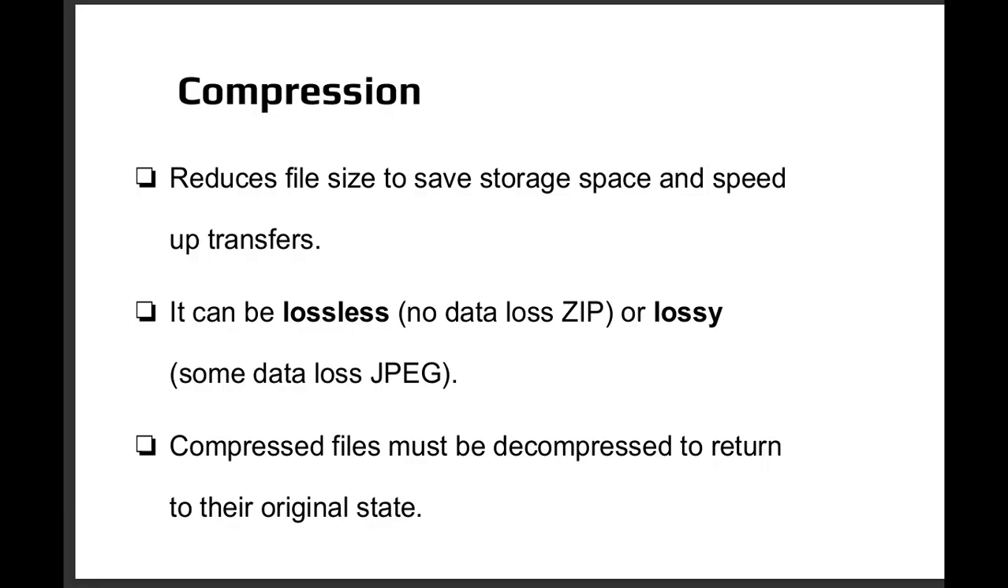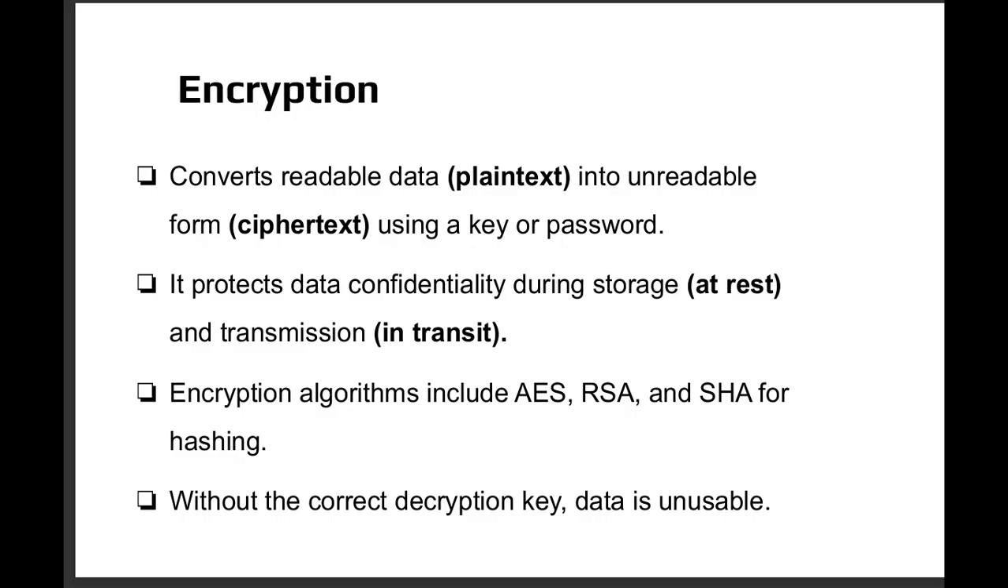A compressed file must be decompressed at the destination in order to return the file and its contents to its original state. Another common characteristic of our file systems is encryption. Encryption is a process of taking data in its plain text or readable form and converting it into an encoded version called ciphertext. Encryption can protect data that is in our storage devices, data at rest, or data that is being sent across the network, data in transit.